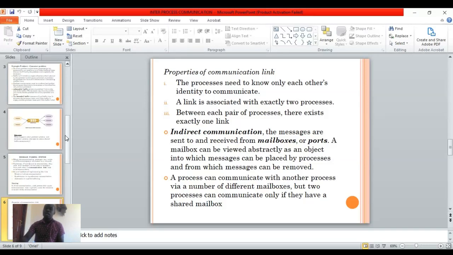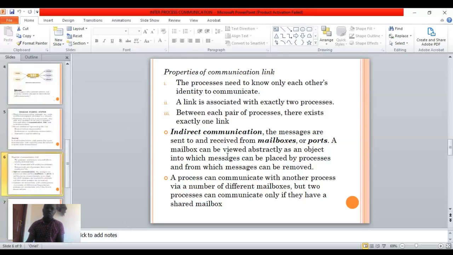A process can communicate with other processes via different mailboxes, but two processes can only communicate if there exists a shared mailbox. There must be a shared mailbox in order for process A and process B to communicate, but that doesn't mean process A cannot communicate with process C. It can communicate with process C, but if and only if there is a shared mailbox between them. That is critical for us to understand.